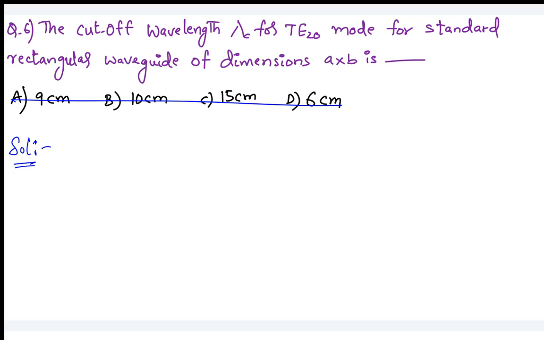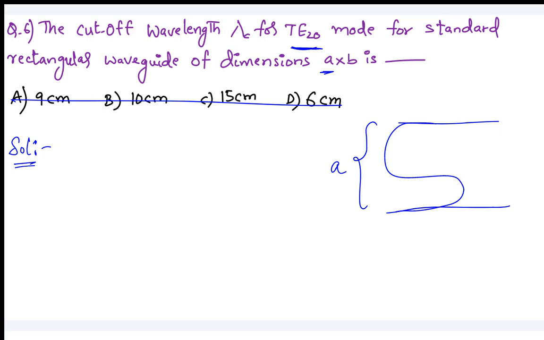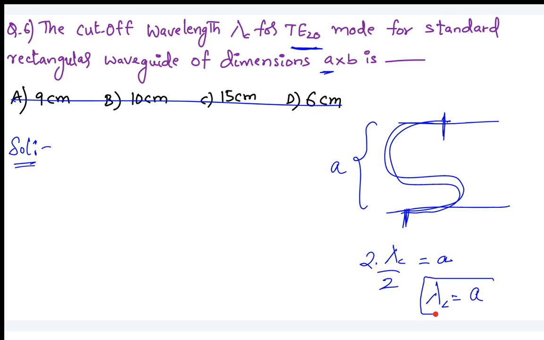Lambda is equal to A, sir. Yeah, good. Since it is TE20 mode, there are two half cycles of electric field in the x direction. So in the x direction, the spacing is A. You can see here the first dimension is A. And since you have two half cycles, the distance from here to here is equal to 2 times lambda by 2, which is equal to A. So you are going to get cutoff wavelength is equal to A. The answer for this is cutoff wavelength is straight away A.